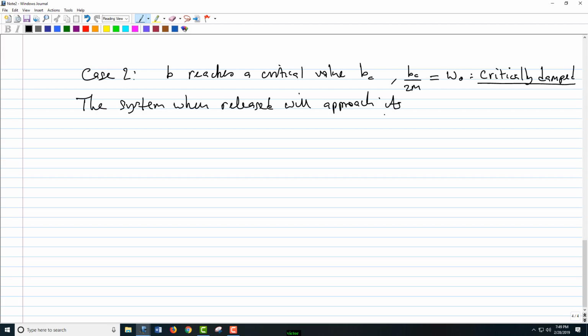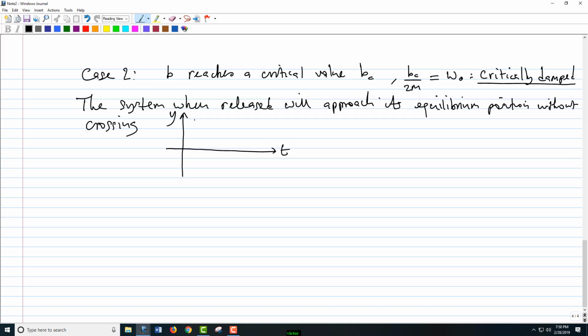So in this case, the system, when released, will just slowly approach its equilibrium position, but will not actually cross it. So if you drew a graph, it will look this way. So again, we have the amplitude as a function of time. And if you release it from equilibrium, it will just slowly approach equilibrium.